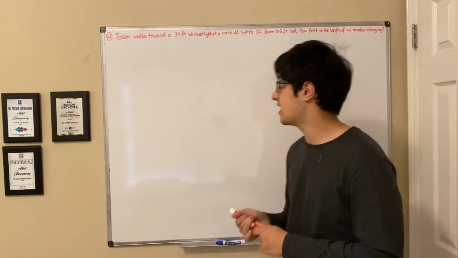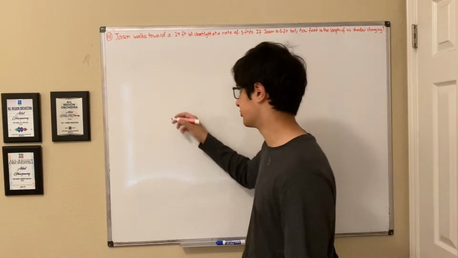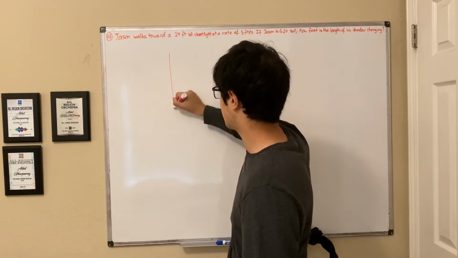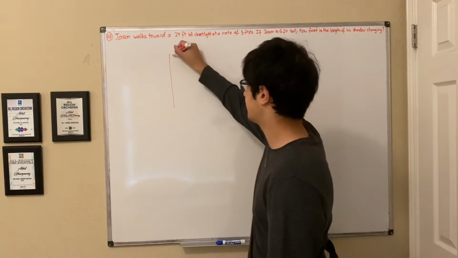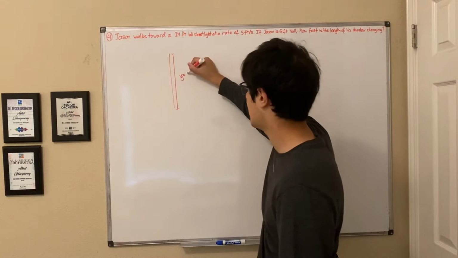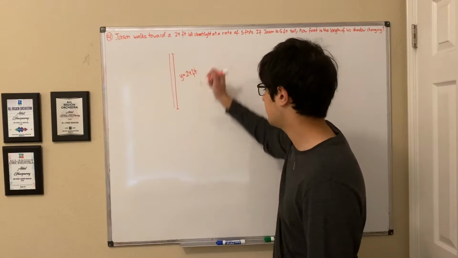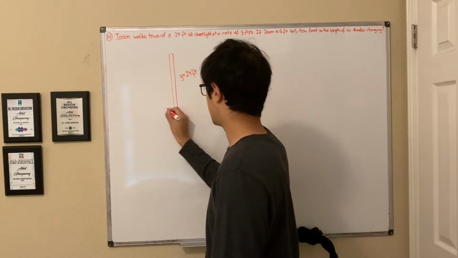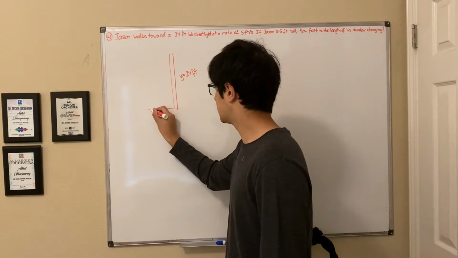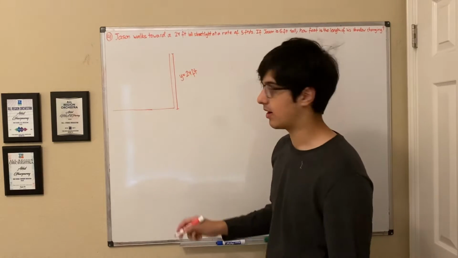So let's go ahead and interpret this problem with the diagram as per usual. Streetlights are typically vertical, so I'm going to just indicate that with a vertical line. Let's say this right here is a length of y, which is 24 feet. And this right here, let's call this the ground.